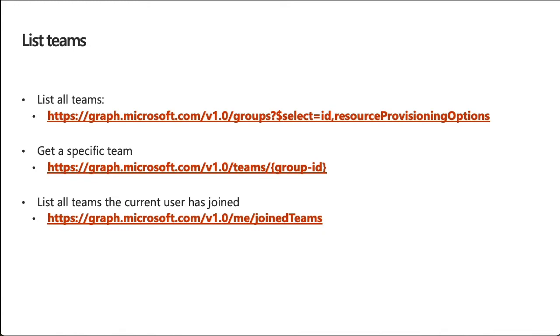Now notice the property on the end, resourceProvisioningOptions. That property is always going to be set whenever I have a group that has an associated team assigned to it. So if I don't have that, then you can tell that I don't have a team. Now, if I want to get details on a specific team, I'm still going to go to the groups endpoint and then specify the ID of the team by passing in just its ID. And then I also can get a list of all of the teams the current user has joined by going to the /me/joinedTeams endpoint.